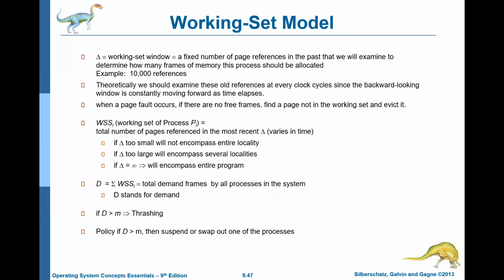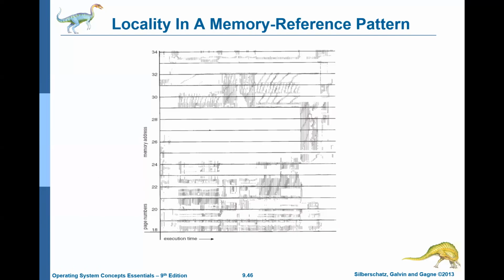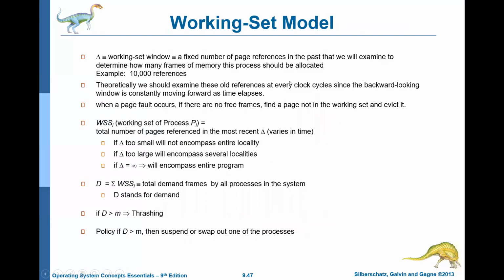So we create something called a working set window, which is basically, if we're at time X over here and we look backwards, we see that our window is, let's say, this large, so then our working set will include these areas. If our window were very large, then it would include all of these memory places, depending on how far back we look to determine our locality. So the working set is a fixed number of page references in the past that we will examine to determine how many frames of memory this process should be allocated. For example, we might look 1,000 references back.